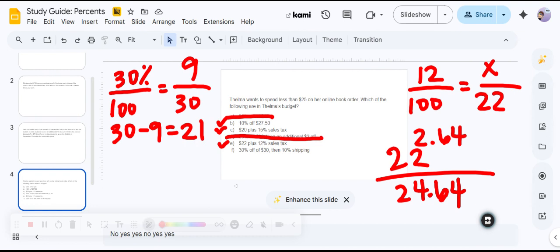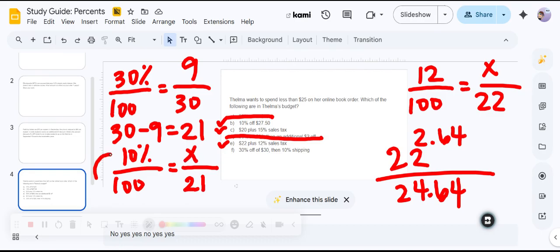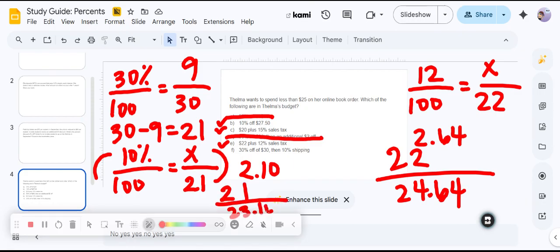Then we have 10% shipping. When you pay shipping, that adds on to your cost. So I'm going to find 10% of 21, because the shipping will be based off of the new price. You can do your L method, you can do however you want to solve that. We could divide by 10, divide by 10. That tells me shipping is $2.10. So I'm going to take my $21 and add $2.10. That's $23.10. Yes, that is within our budget. So our answers are no, yes, yes, no, yes, yes.